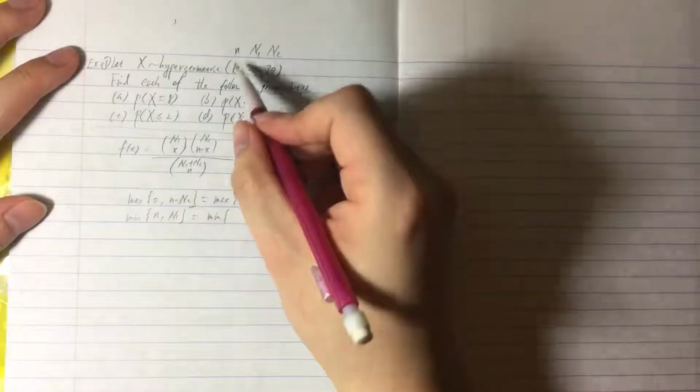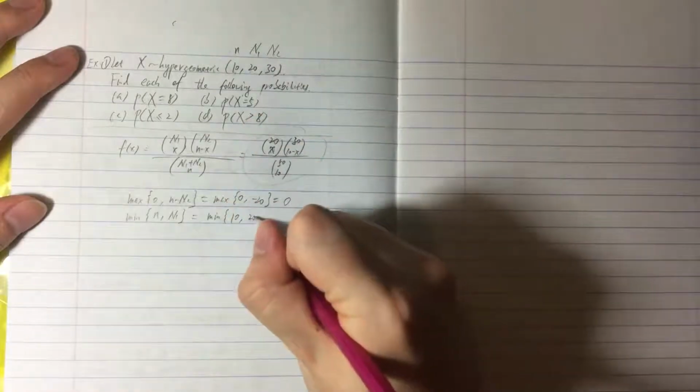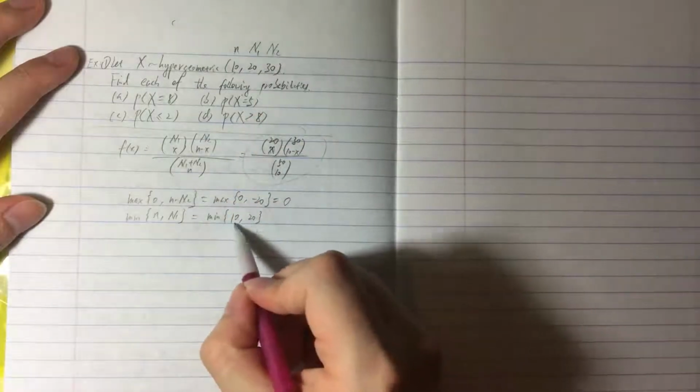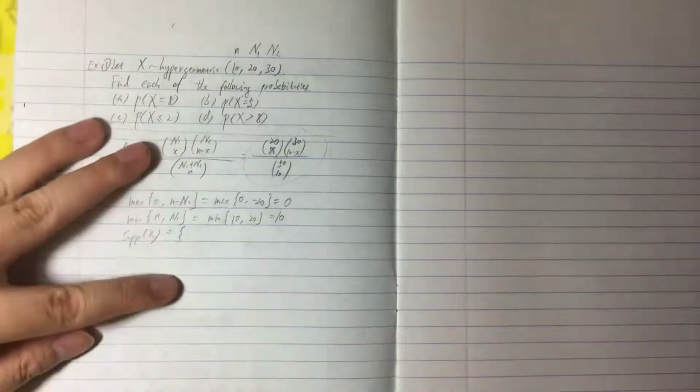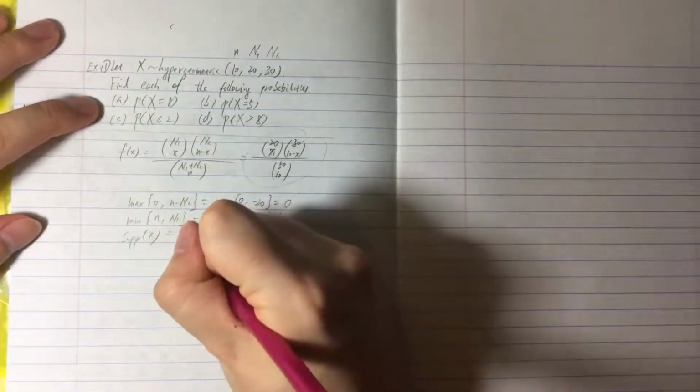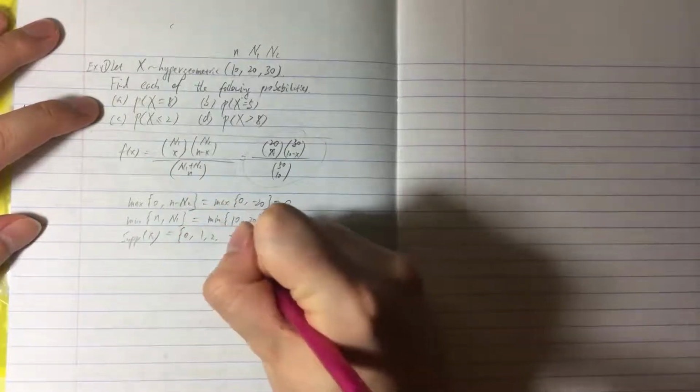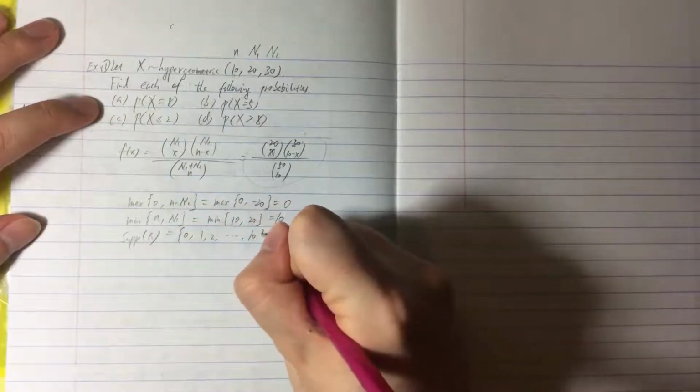What's n here? N is 10. N1 is 20. Minimum of 10 and 20 is 10. So support of x is the integers from 0 to 10: 0, 1, 2, up to 10. That's the support of x.